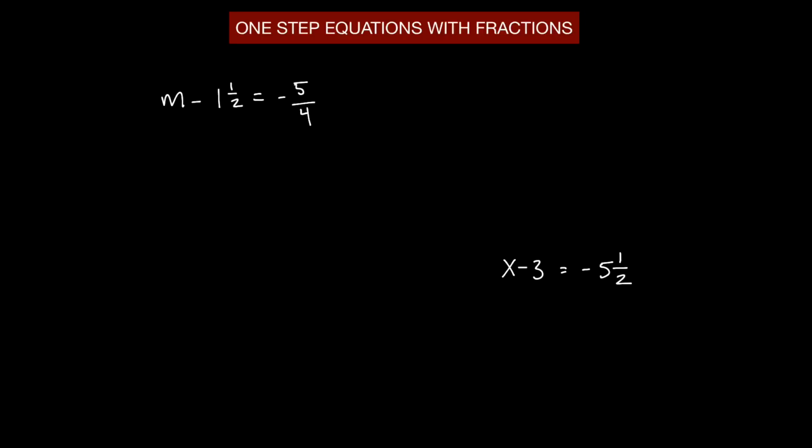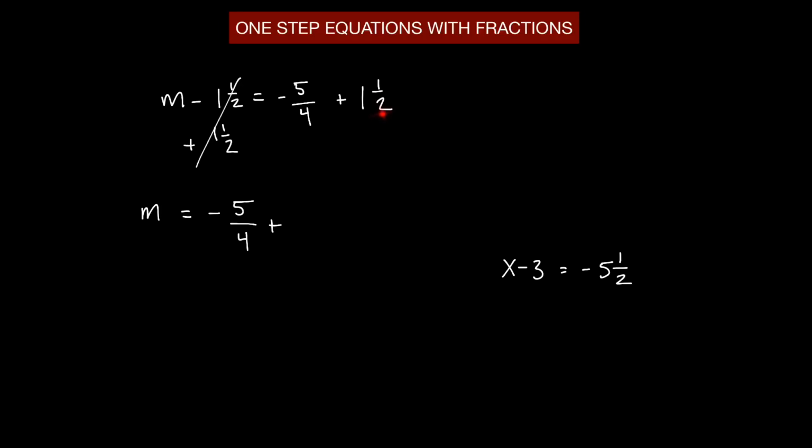Okay, next problem, m minus 1 1/2 equals negative 5/4. So to get this variable m by itself, we're going to add 1 1/2 to both sides. So plus 1 1/2 on the left-hand side, and plus 1 1/2 on the right-hand side. Now these cancel out. What we're left with is m equals negative 5/4 plus 1 1/2. Let's go ahead and convert that into a top-heavy fraction.